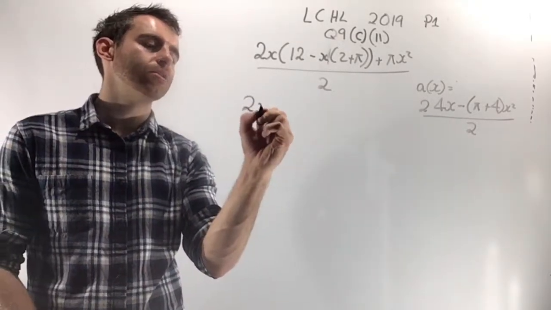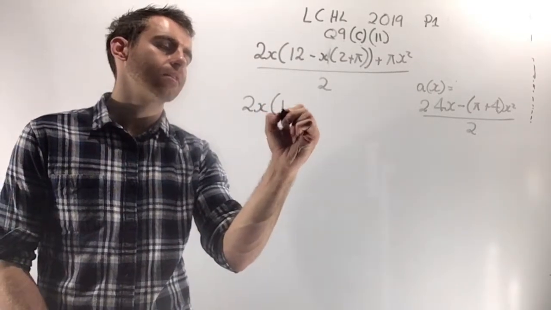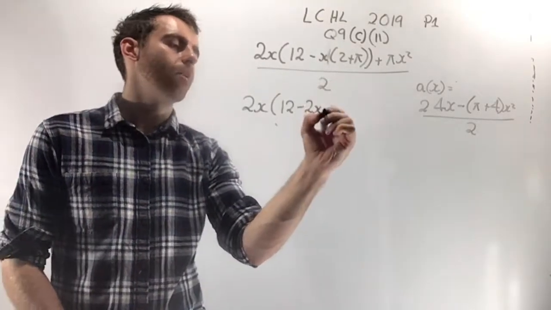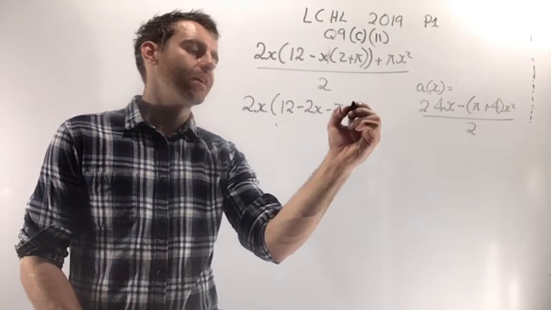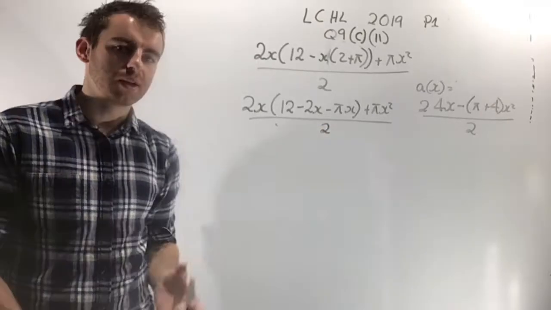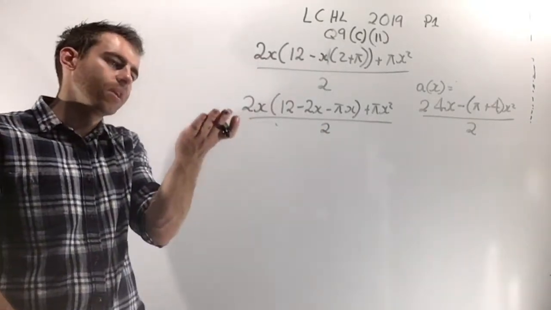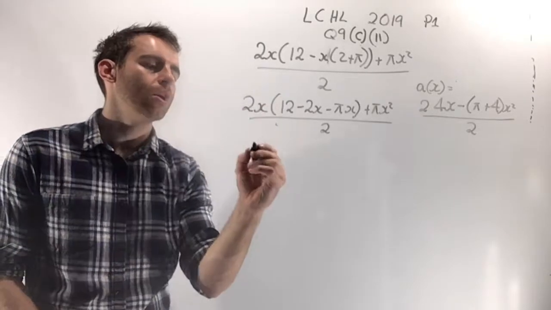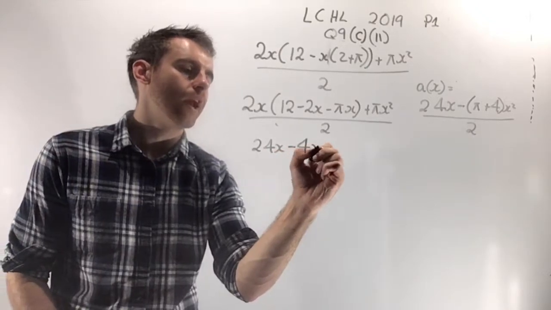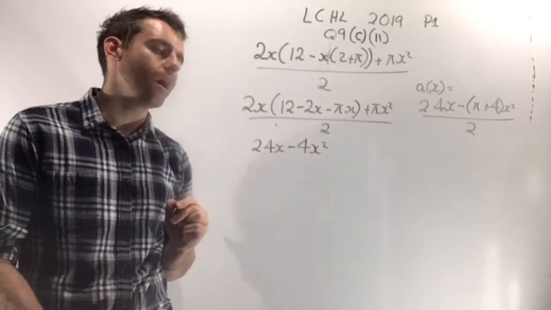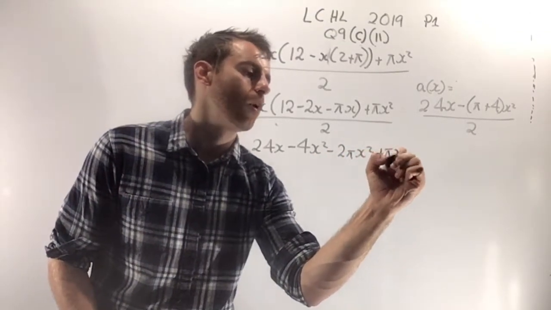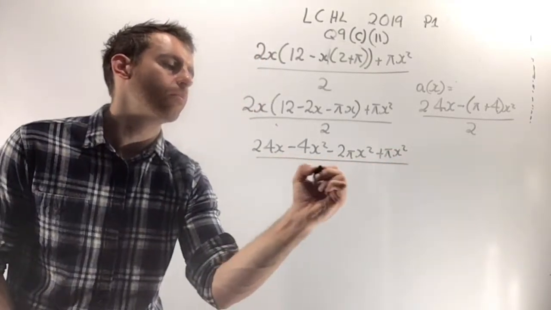More or less, the vast majority of it stays the same. It's still 2x times 12, and then minus x by 2 gives me minus 2x. Minus x by pi gives me minus pi x. And then at the end, I still have a plus pi x squared. And the whole thing is over 2. Clearly, my best bet now on the next line is to multiply 2x by these three terms. 2x by 12 is 24x. 2x by minus 2x is minus 4x squared. 2x by minus pi x is minus 2 pi x squared. And my last term is plus pi x squared. And then I just divide it all by 2.